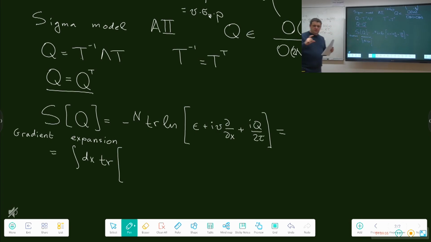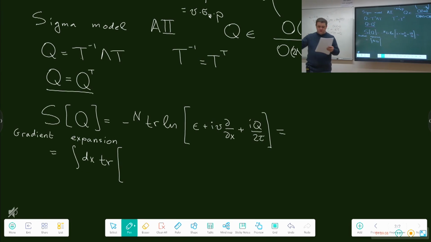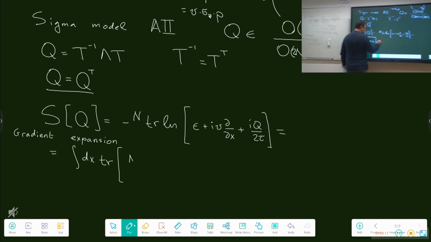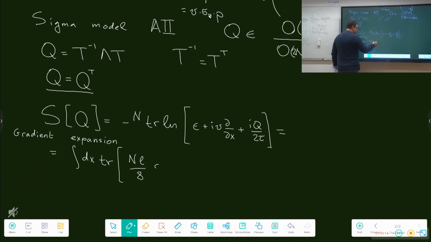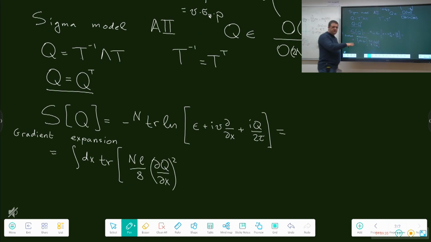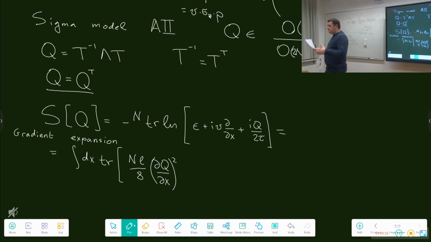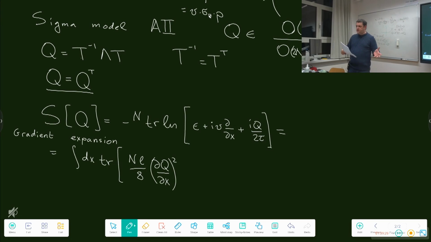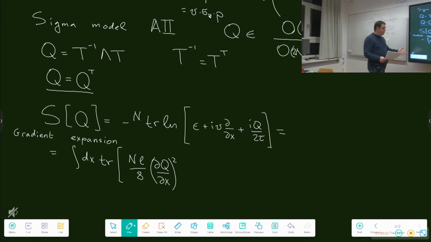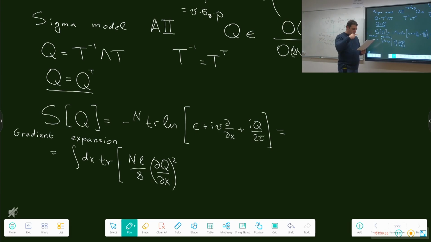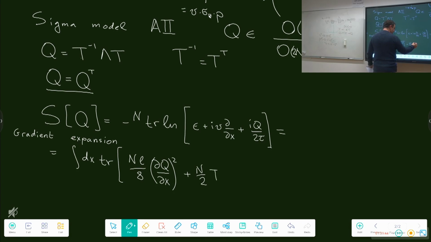First there should be this term, gradient Q squared, that we always have: n times L over 8 dq by dx squared. It's the same quadratic term that we had in the unitary class, and this prefactor n times L is actually nu times d, because nu is proportional to the number of channels and d is proportional to the mean free path, and all the rest cancels out. And also plus n over 2 t inverse lambda dt by dx.